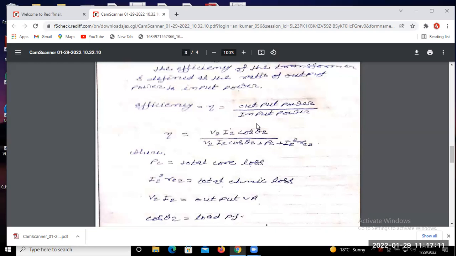So power factor is standard. You have to maintain 0.7 to 0.85, at most near to unity. So just differentiate this equation with respect to current and tell me the equation. What is the equation?